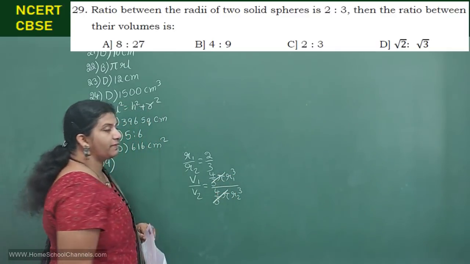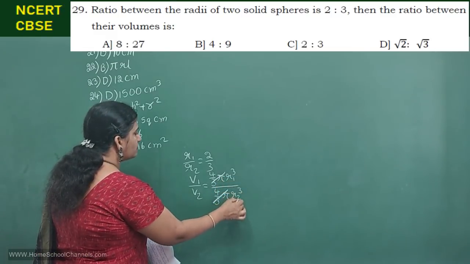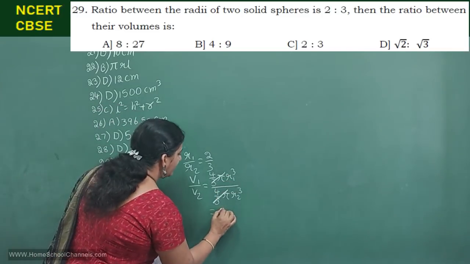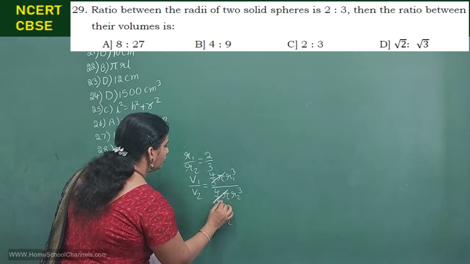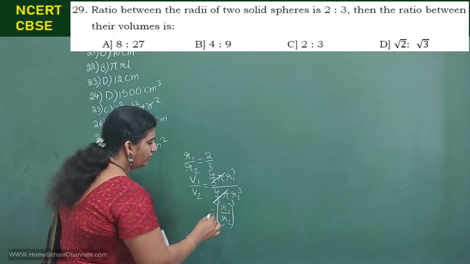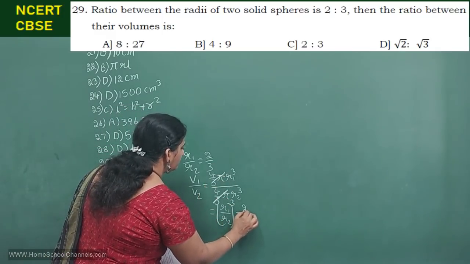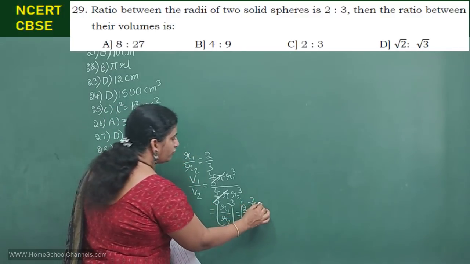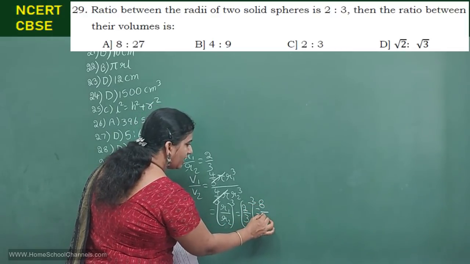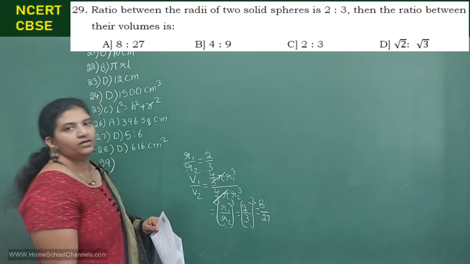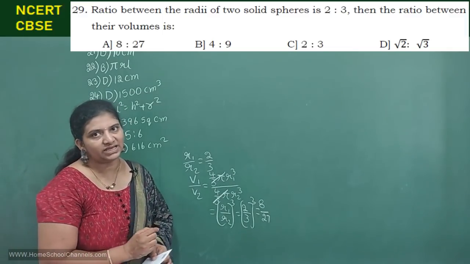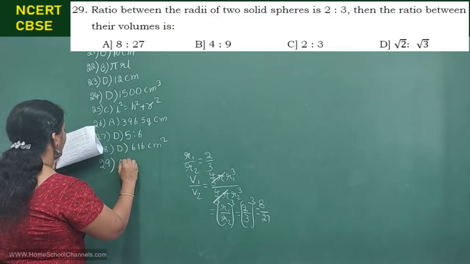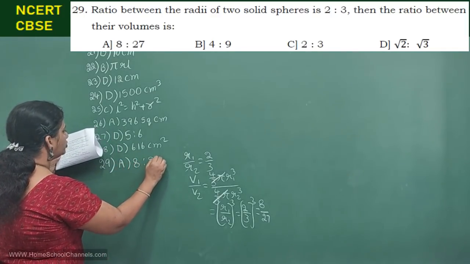4/3 pi, 4/3 pi will be cancelled. And what is the R1:R2 ratio? 2:3. So you can rewrite this as R1 by R2 whole cube. Okay, now substitute the ratio. 2/3 whole cube. That is 2 2s are 4, 4 2s are 8, 3 3s are 9, 9 3s are 27. Therefore, the ratio of their volumes is 8:27. Check the answer here. Your option A, 8:27.